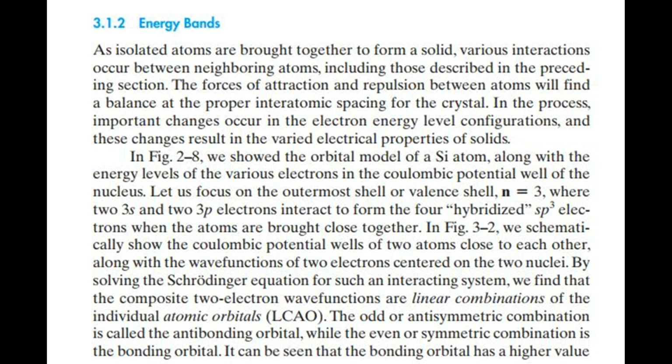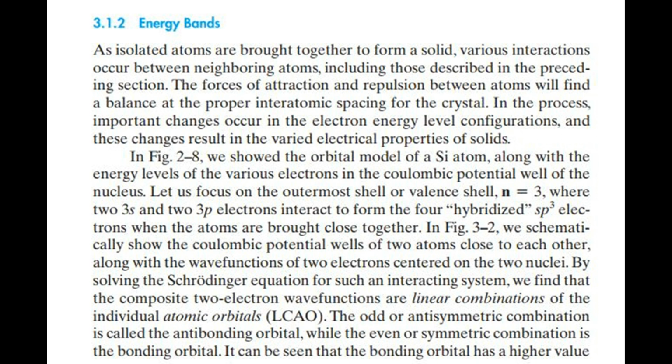Let us focus on the outermost shell or valence shell, n = 3, where 2 3s and 2 3p electrons interact to form the 4 hybridized sp3 electrons when the atoms are brought close together. In Fig 3.2, we schematically show the Coulombic potential wells of 2 atoms close to each other, along with the wave functions of 2 electrons centered on the 2 nuclei. By solving the Schrödinger equation for such an interacting system, we find that the composite 2 electron wave functions are linear combinations of the individual atomic orbitals, LCAO.